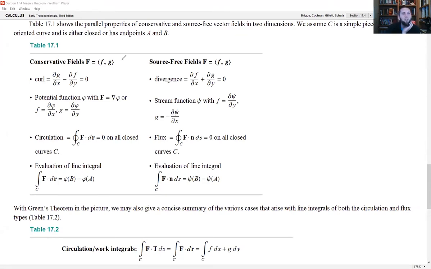So on the left, we have a section on conservative fields. So conservative fields, remember, a conservative field is a field that has a potential function. So they have a potential function phi where F, the field, is equal to the gradient of phi. So if you will, these are gradient fields.